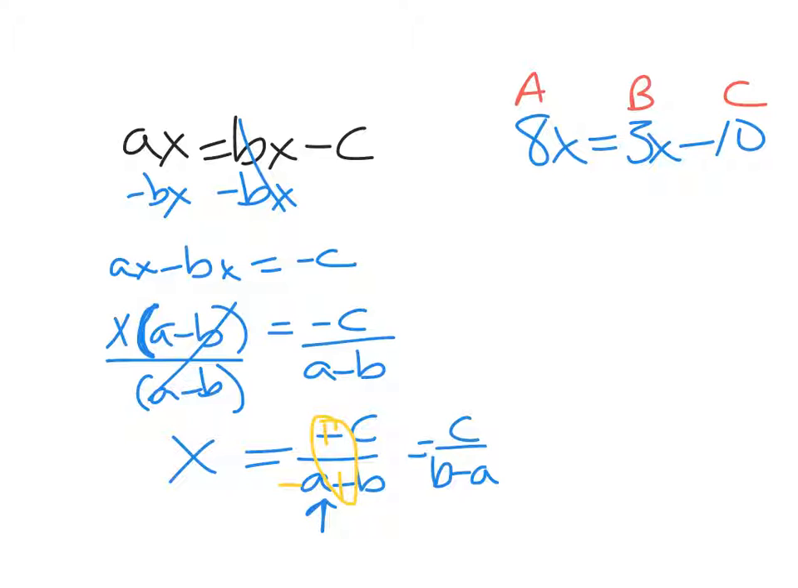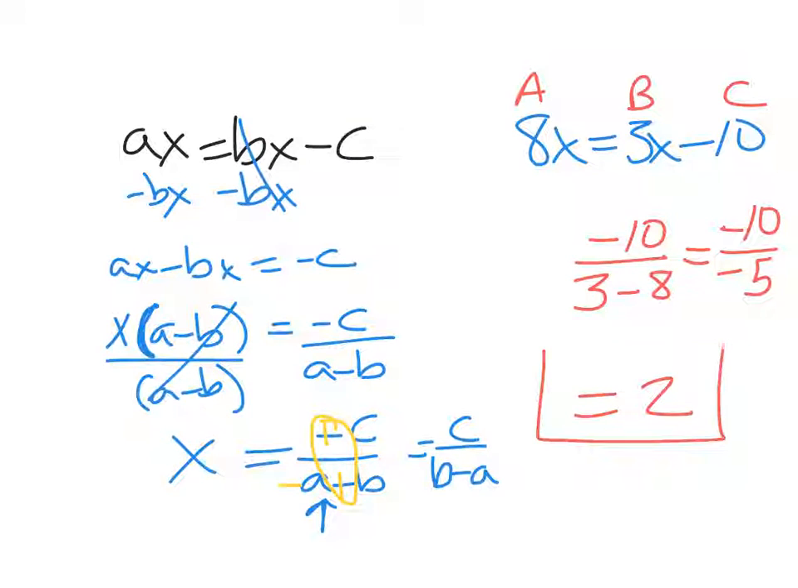So c equals what? Negative 10 divided by what's b? 3x, which is 3. And then a is 8. So we have, what's 3 minus 8? Negative 5. So a negative divided by a negative makes it positive, and 10 divided by 5 is 2. So your answer should be 2.